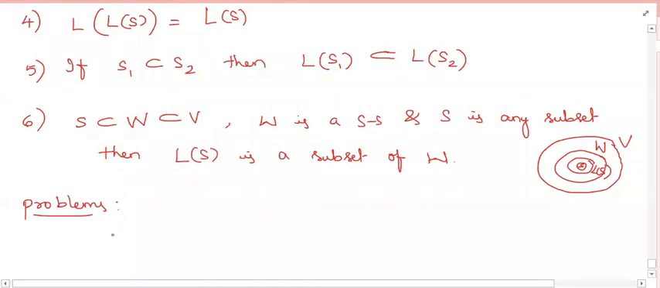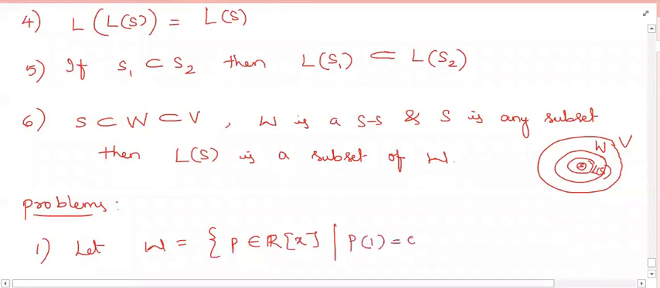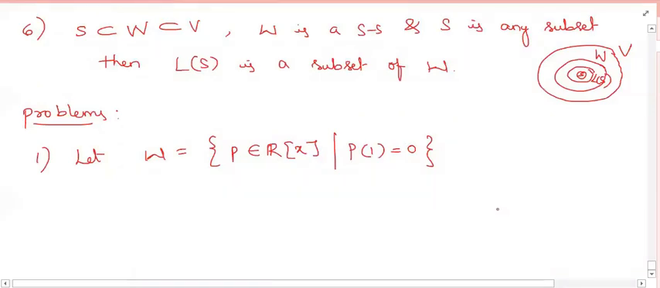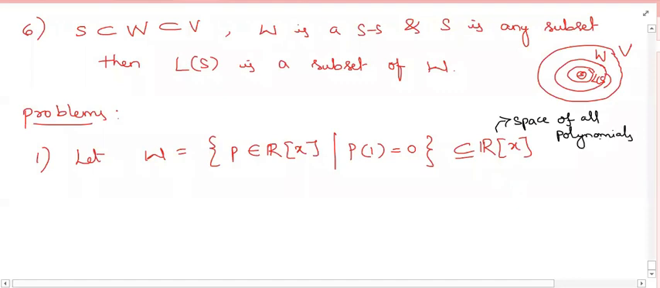Problem one. Let W equal to the set of P belonging to R of X such that P of 1 equal to 0. Here we are taking usual operations. It is a subset of R of X, but it can be equal also. What is R of X? Do you remember? It is the space of all polynomials. This is the standard notation I'm using.